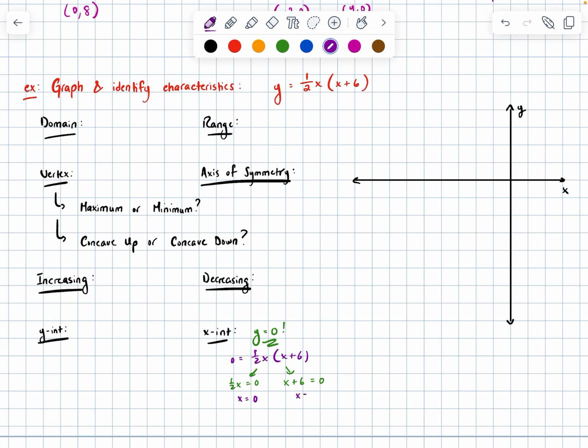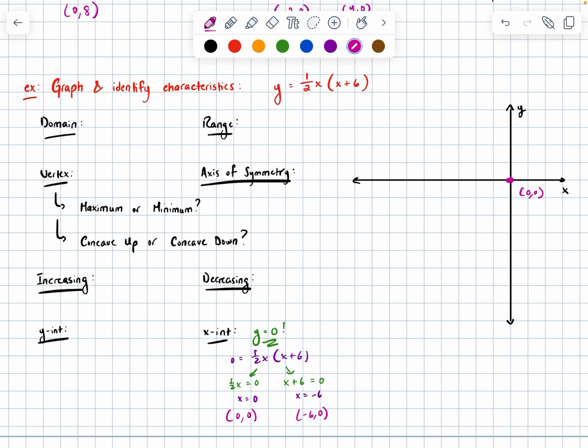Over here, x plus 6 equals 0, subtract 6 from both sides, x is equal to -6. But again, I'm thinking about points. This tells me here that the points (0, 0) and (-6, 0) are my x-intercepts. So (0, 0) is right over there at my origin. And then (-6, 0) would be 1, 2, 3, 4, 5, 6 over to the left.